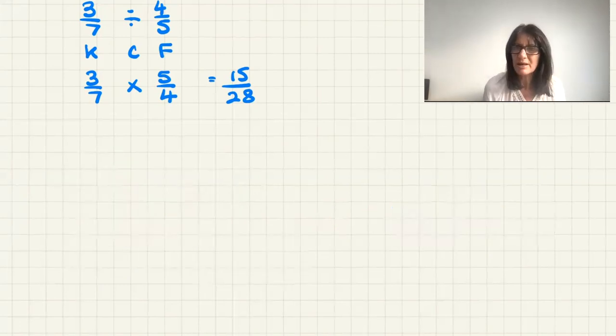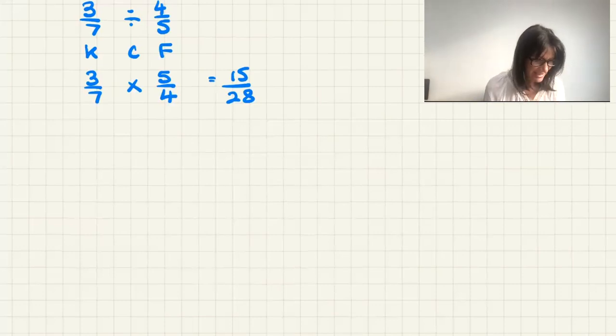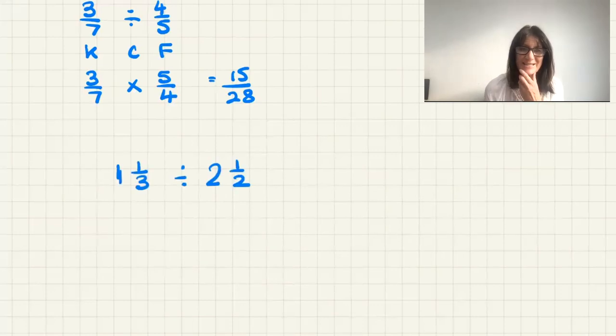Oh, I've used the rubber. My screen is getting very stroppy with me at the moment. And when I use the rubber, it doesn't show what I'm about to write. So fingers crossed, this is going to work. So we're going to do 1 1/3 divided by 2 1/2. There you go. I've written it and you can't see it. So we'll just wait. There we go. I was going to say, wait a second, it'll pop up. So there's my badly written 1. 1 1/3 divided by 2 1/2.